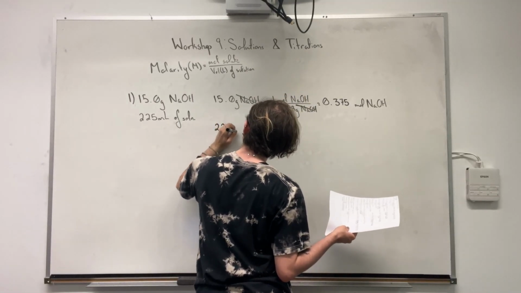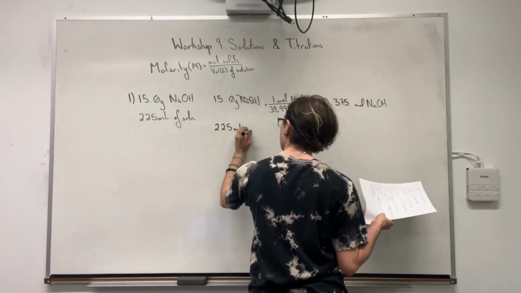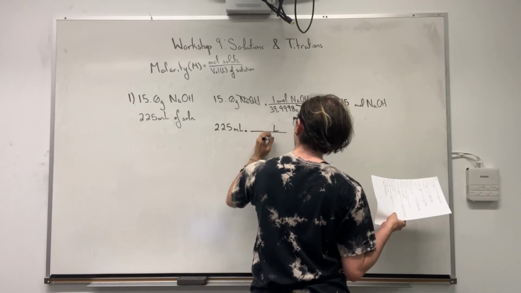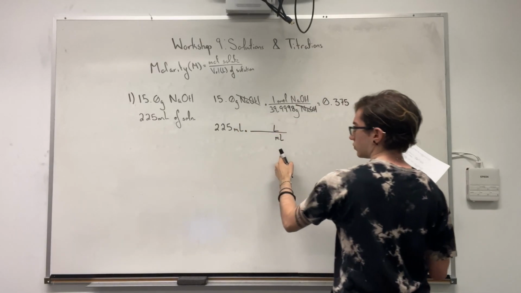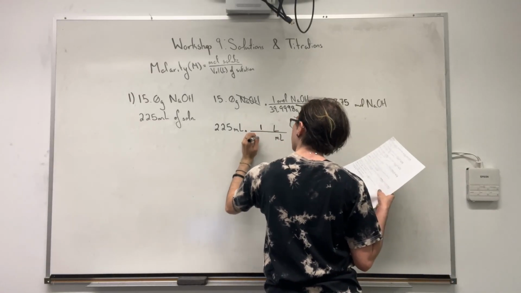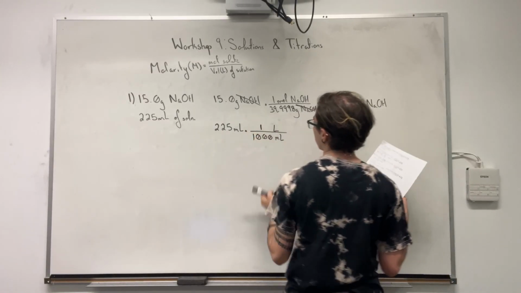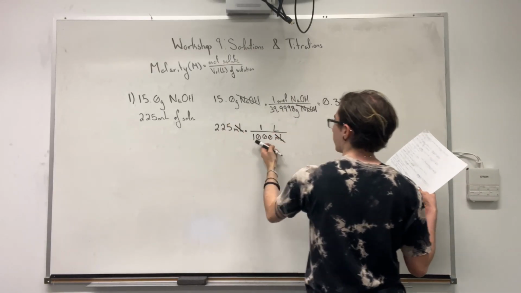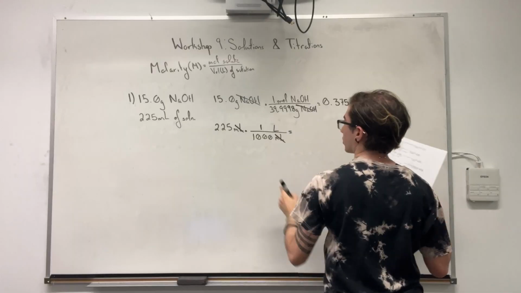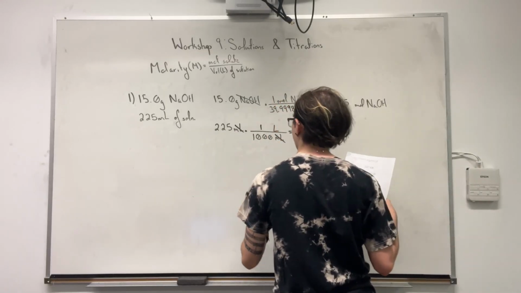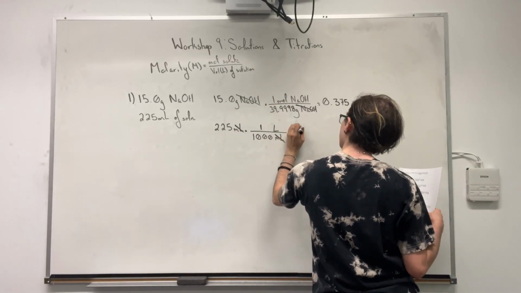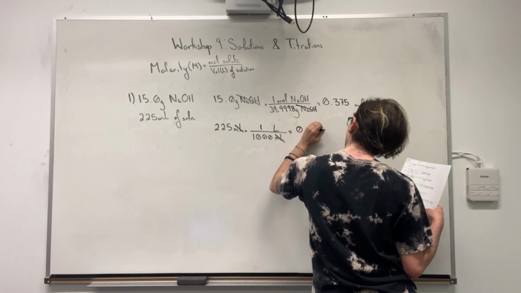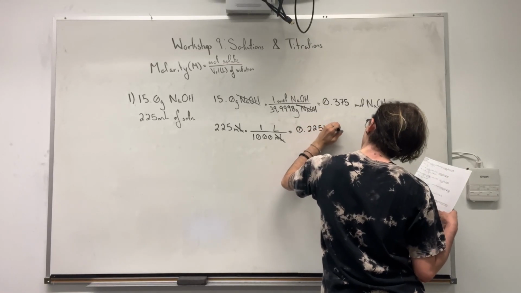If we have 225 milliliters, we want liters, we need to get out of milliliters, so we divide. 1 liter, remember, is 1,000 milliliters, or 1 milliliter is 10 to the negative third liters. Either way, your number should be getting smaller. We're going from a smaller unit to a larger unit. So 225 milliliters is 0.225 liters of solution.